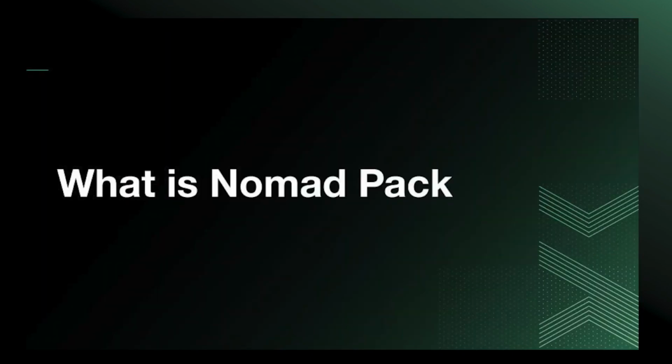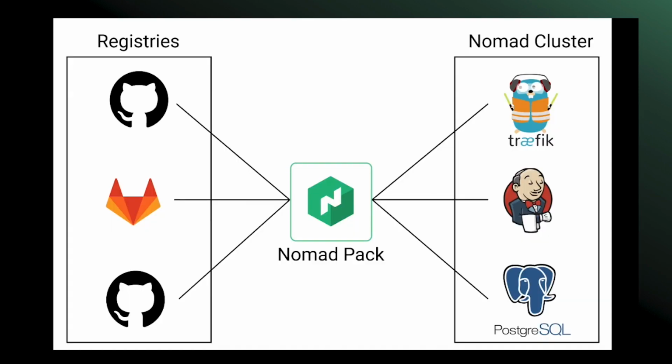Nomad Pack is a CLI tool that can be used either in your terminal or in a continuous integration pipeline. And it sits between registries and a Nomad cluster. In these registries, we have Nomad Packs, which are groups of templatized job files and variable definitions. Nomad Pack will pull down a pack from one of these repositories, allow a user to input variables, and then send these job specs to the Nomad cluster to run them and manage them over time.